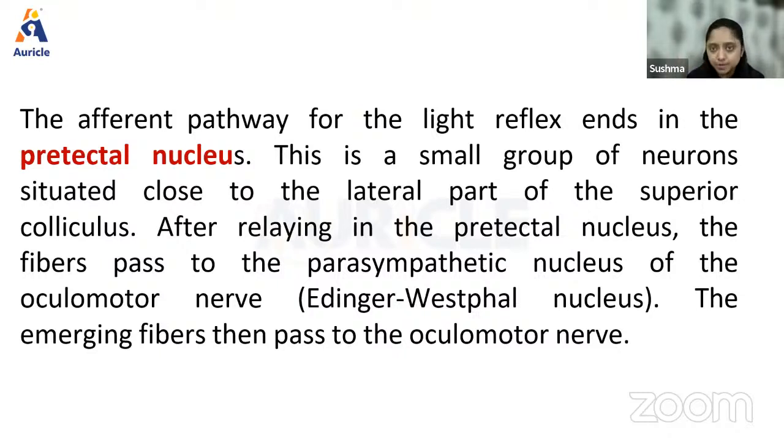The constriction is called miosis. The dilatation is called mydriasis. Who brings about miosis? The parasympathetic nervous system, isn't it? So the nucleus responsible for this is the Edinger-Westphal nucleus.